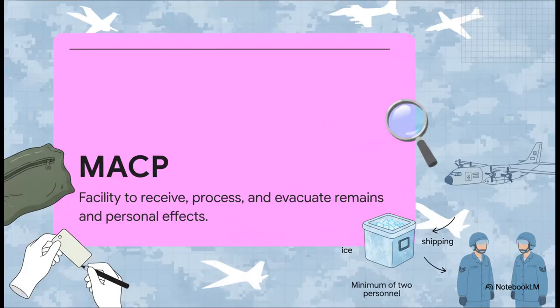So, let's zoom in on our specific node, the MACP. Our literal definition, our whole purpose, is to receive, process, and evacuate remains and their personal effects as fast as humanly possible. The absolute mantra you need to remember here is bag, tag, encase, ice, and ship. Keep in mind, this facility takes a minimum of 2 mortuary personnel to run, and it must be completely physically separated from living areas, 0 public view.